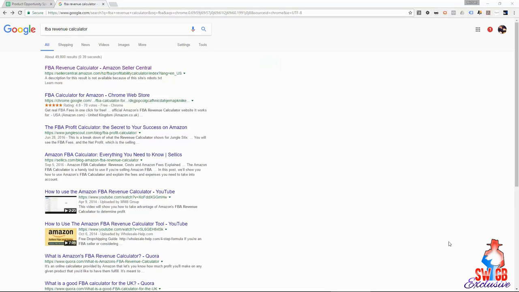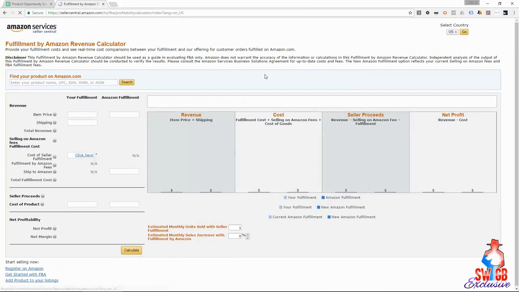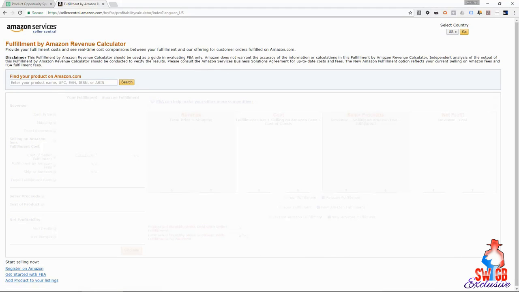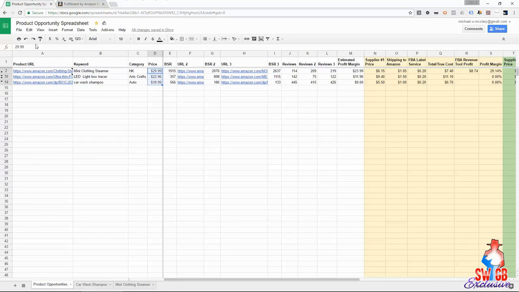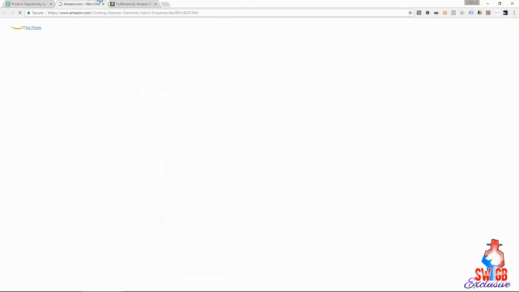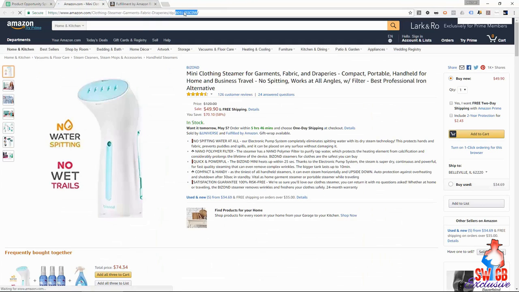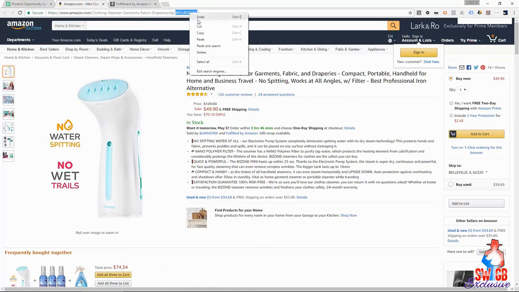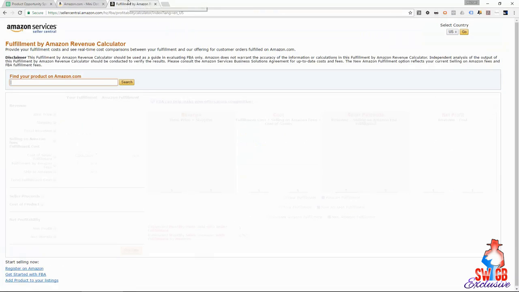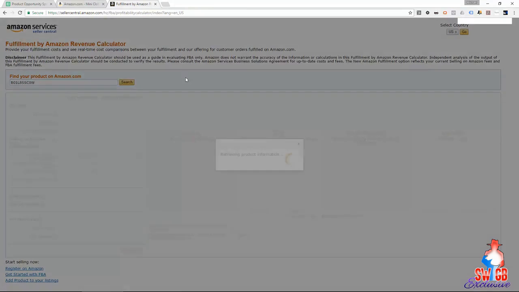Okay, so now remember the easiest way to find the FBA Revenue Calculator is to simply Google search it, and it'll be the top listing. Now, the first thing we're going to need is the Unique Product Identifier, also known as the ASIN, and we can find that on our spreadsheet by clicking on the product. We'll start off with the mini clothing steamer. We'll click on the link, and the ASIN is always up there at the very end. We'll copy that, and then we'll paste it into here and hit search.